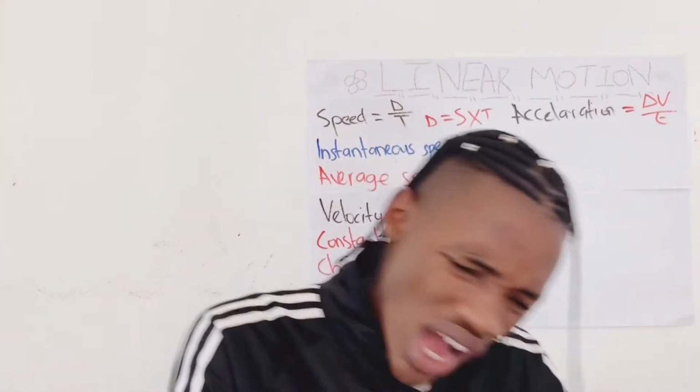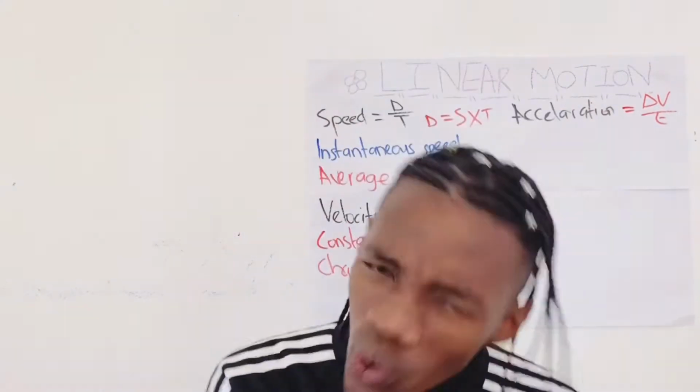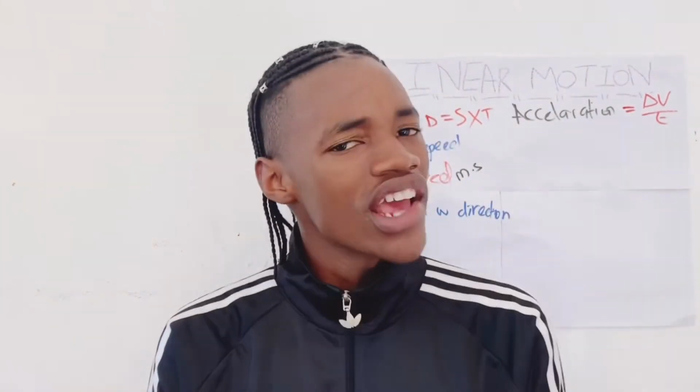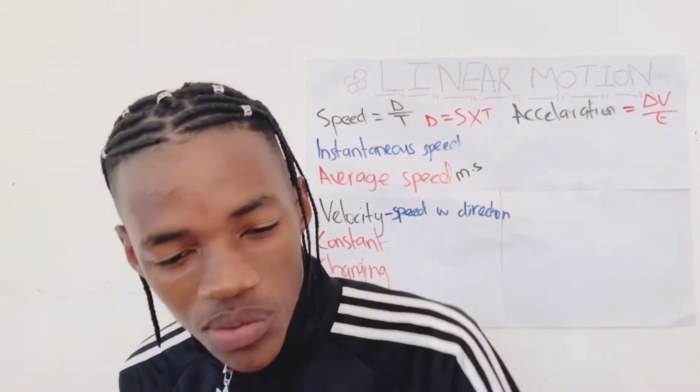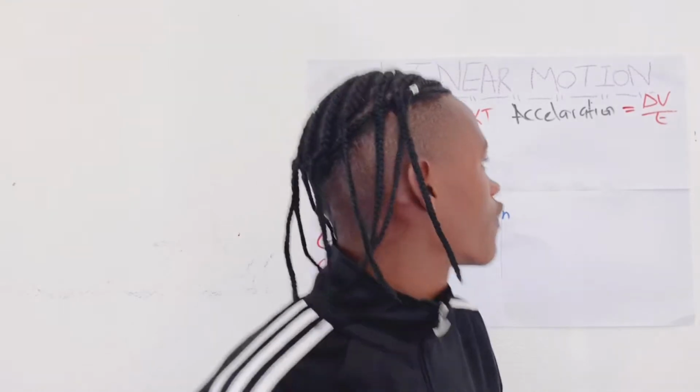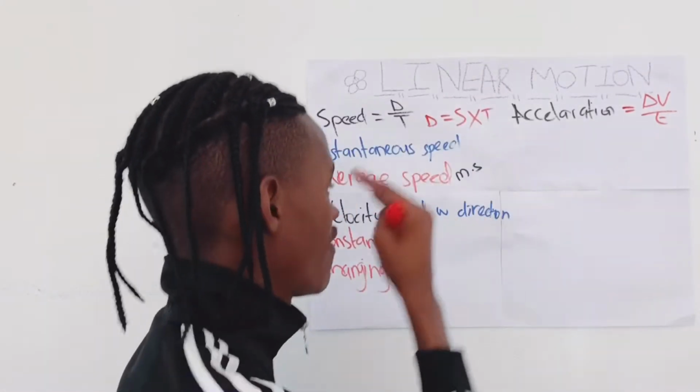deceleration. Okay, so when you're traveling in a car and you apply those brakes, then your car slows down, then you are decelerating. You are no longer increasing in velocity, and you are no longer increasing in speed, and you are no longer increasing in acceleration. So that is how you distinguish between acceleration and deceleration, and never confuse acceleration with velocity.